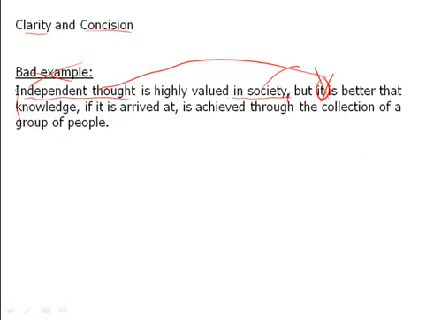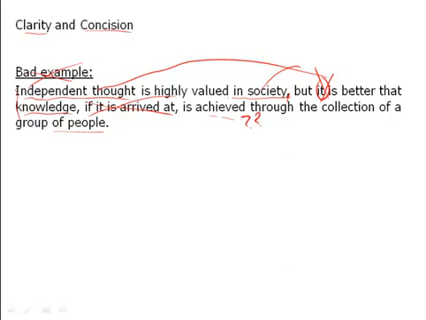But that knowledge, if it is arrived at. Okay, is it necessary to say "if it is arrived at"? Doesn't it seem like you're adding something on? Can't you express this a different way? Knowledge is achieved through a collection of a group of people. So what exactly is going on here? Knowledge is achieved? What sort of knowledge? Knowledge about society in general? Just knowledge? Well, who are these group of people? Are they the ones with the independent thought? What's going on? So at the end of the day, you're going to have all these question marks here.